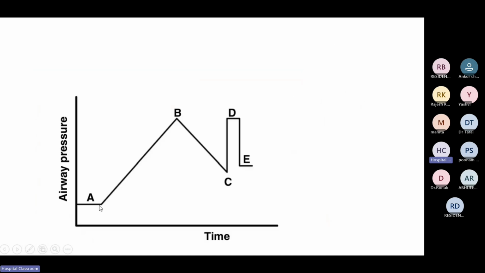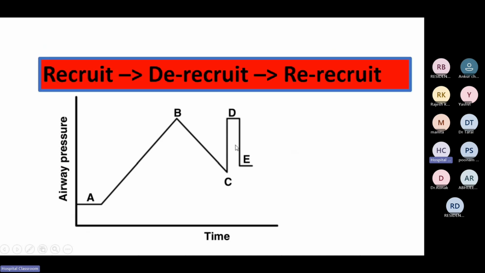Initially you start at a lower or a fixed mean airway pressure, then you keep on increasing the mean airway pressure until a point comes where you have recruited the lungs. Once you recruit the lungs, again you start de-recruiting them to see the closing pressure. And now once you know this is the closing pressure and this is the opening pressure, I will again take my lung back to the opening pressure. So the strategy is you recruit, de-recruit, and then re-recruit. This is how you recruit the lungs on high frequency ventilation.